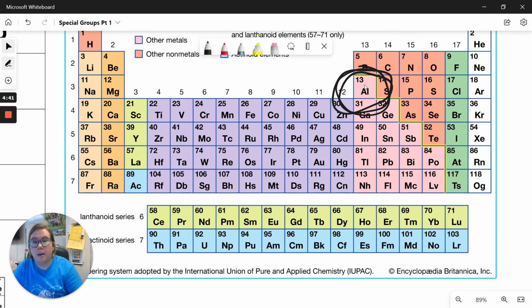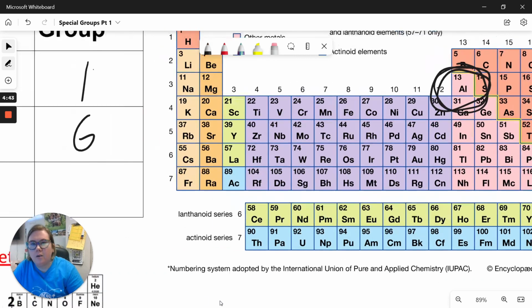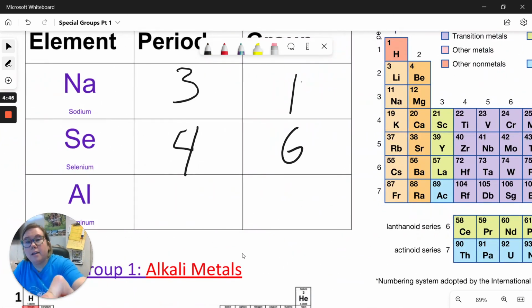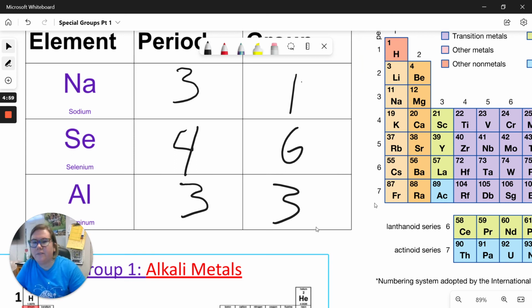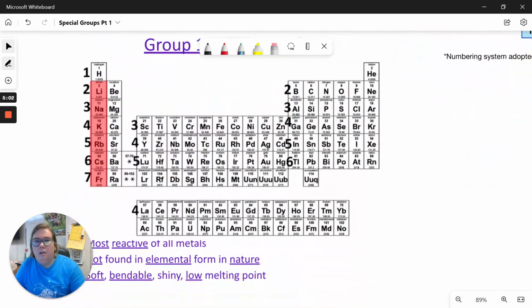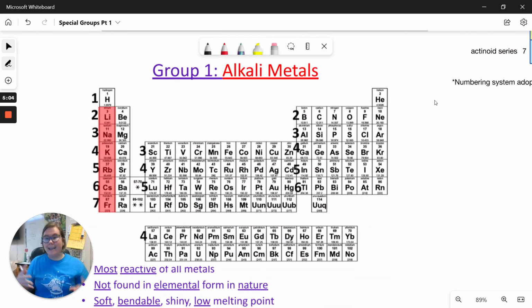That's our aluminum. The nice thing about talking about the groups and the periods is that it pinpoints a specific element, right? If I say group 3, period 3, it's always going to be aluminum. So it's a great way to talk about these different elements. It's kind of like Battleship, right? Where you've got those coordinates and all that fun stuff. Okay, so that's how we go about reading those pieces of our periodic table.